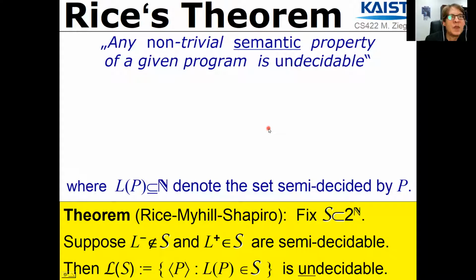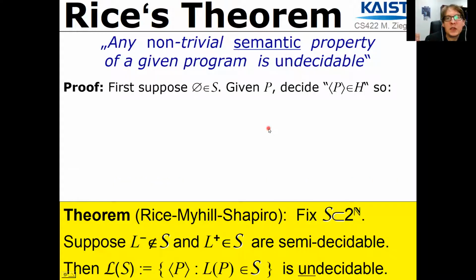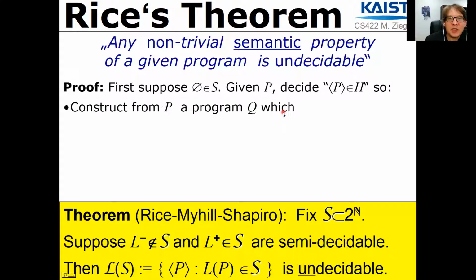Okay. So in the proof we consider two cases. The first case is that the empty set belongs to S. Recall the empty set is a semi-decidable set. And the second case is where the empty set does not belong to S, that's basically the case of the non-triviality problem. So if the empty set belongs to S, we prove by contradiction. We suppose that the set is decidable.